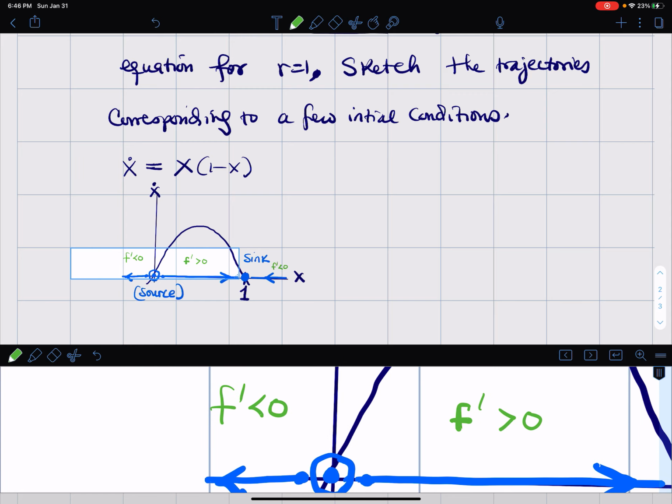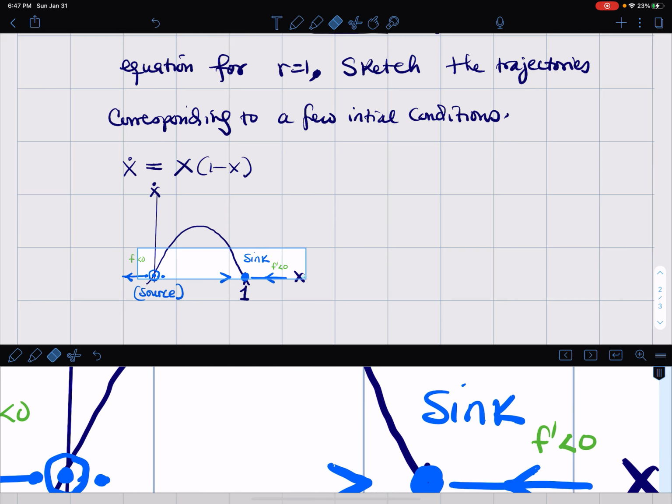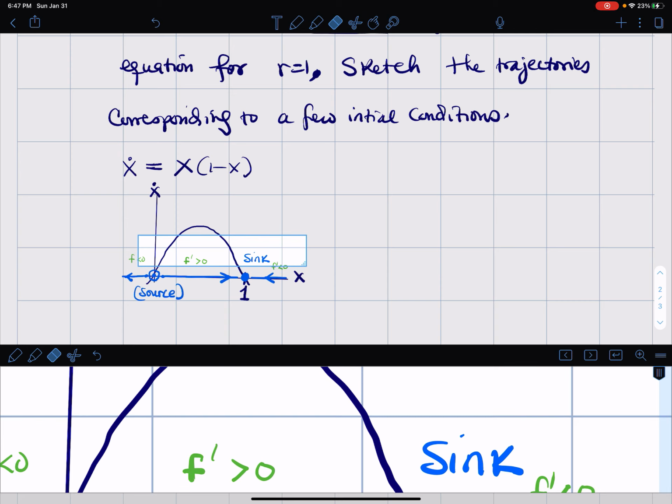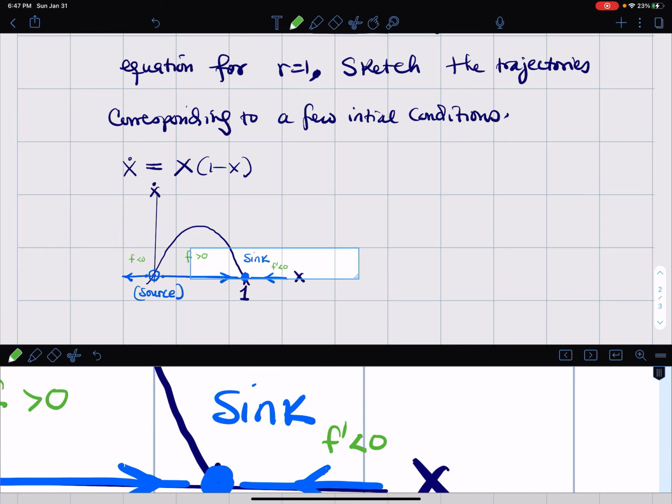Oh, I meant to do f. Sorry, this is supposed to be f. f is less than 0. And f, pardon me, I've made 2 mistakes today. I don't like that, but it happens. So this is f. f is greater than 0. Right, yes. And f here, not f prime. f here is less than 0.